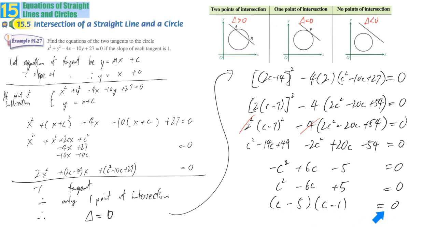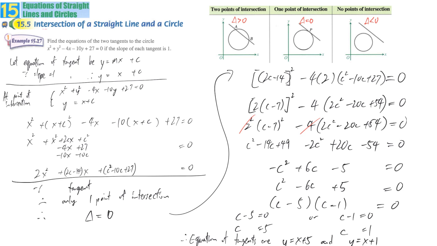Since something times something equal to 0, that means the first factor equal to 0 or another factor equal to 0. Both fulfill the requirement. So the constant is 5 or the constant may equal to 1. That means there are two different tangents. The first one, y equal to x plus 5. Before that we just knew x plus c, but now we know x plus 5. And the second one is y equal to x plus 1.